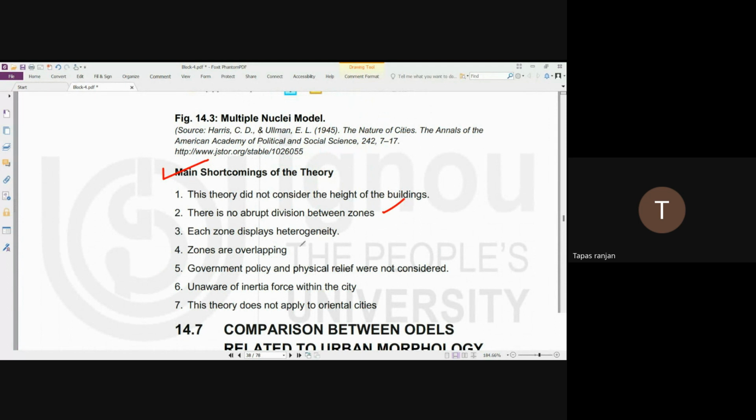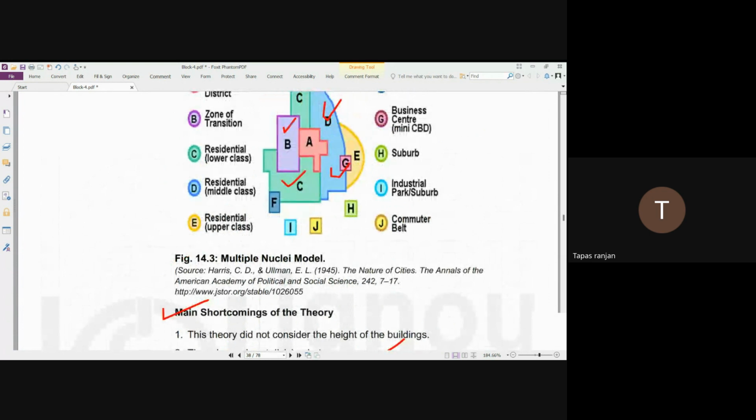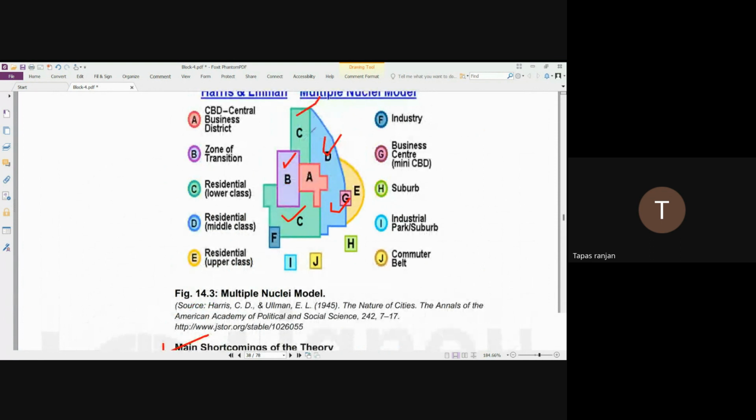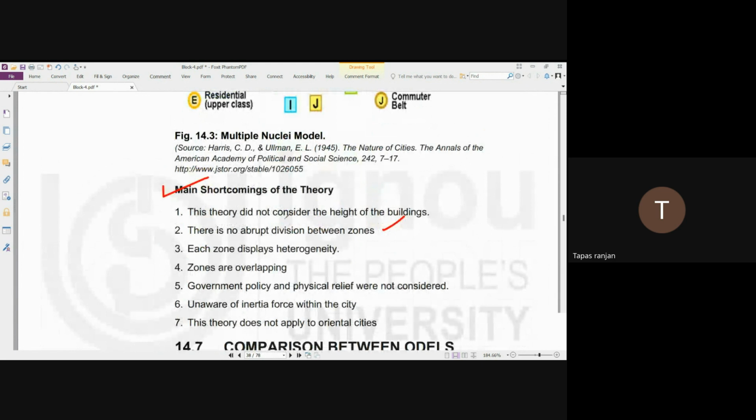Then each zone displays heterogeneity. Okay, so all the zones basically cannot be homogeneous in nature, definitely. Now if you look at the lower class residential zones and look at the zone of transition, okay, so this is the zone of transition and they are heterogeneous in nature. So this zone of transition will also be heterogeneous in nature. So this is the criticism.